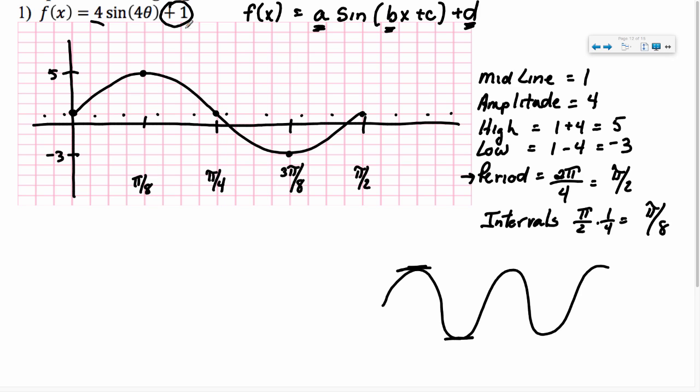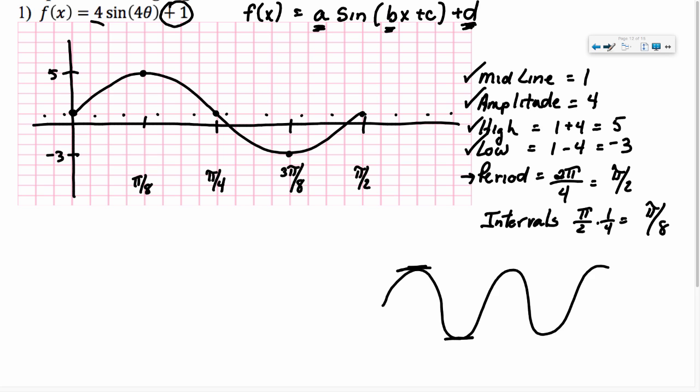So what are the important things? When you're looking to graph, see if you have a midline change. See if someone gave you a d. If so, that's going to change where your graph starts. Find out your amplitude, because that helps you to determine how high your graph will eventually go and how low it will go. Now, period and intervals, that just helps to graph, right? It just helps to make it look pretty.